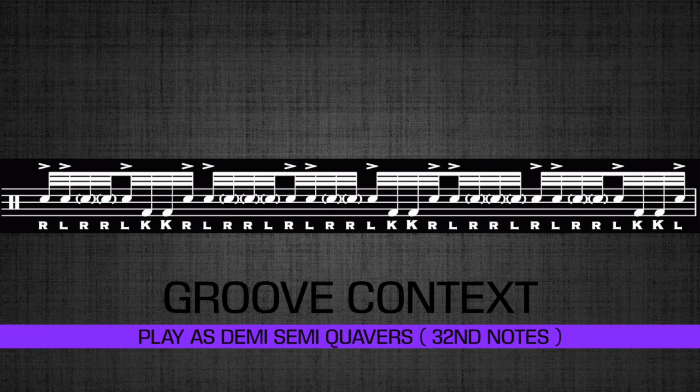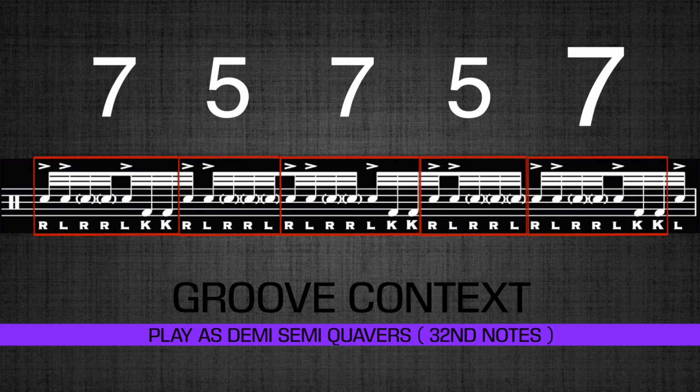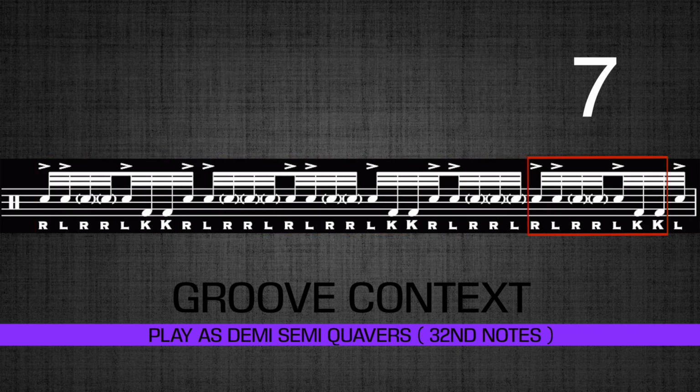Let's now combine our pattern of 7 and 5. In this example, I'll perform it as 32nd notes. This will enable us to play the group of 7 followed by 5 twice. Then with 8 notes remaining, we can perform one more group of 7 with an extra note tagged on the end to round out our 32 notes.